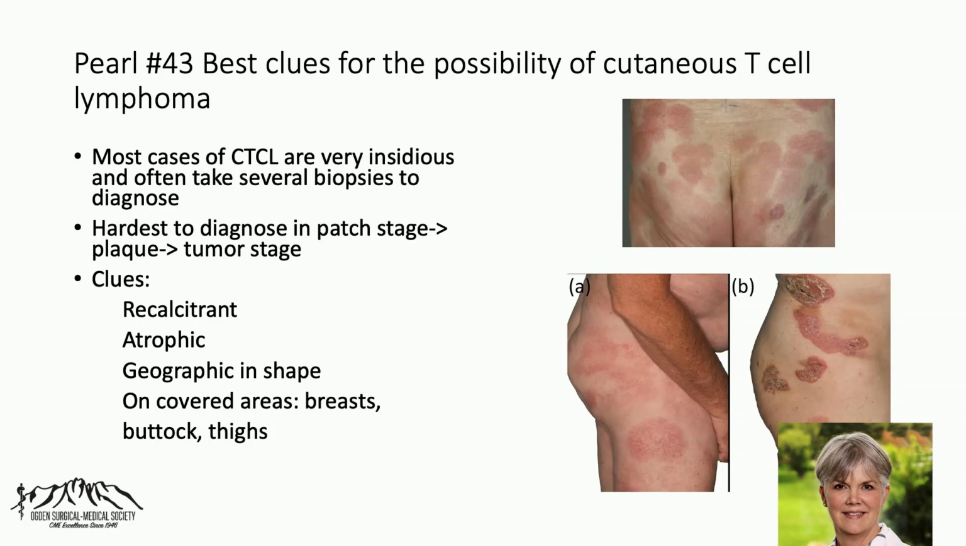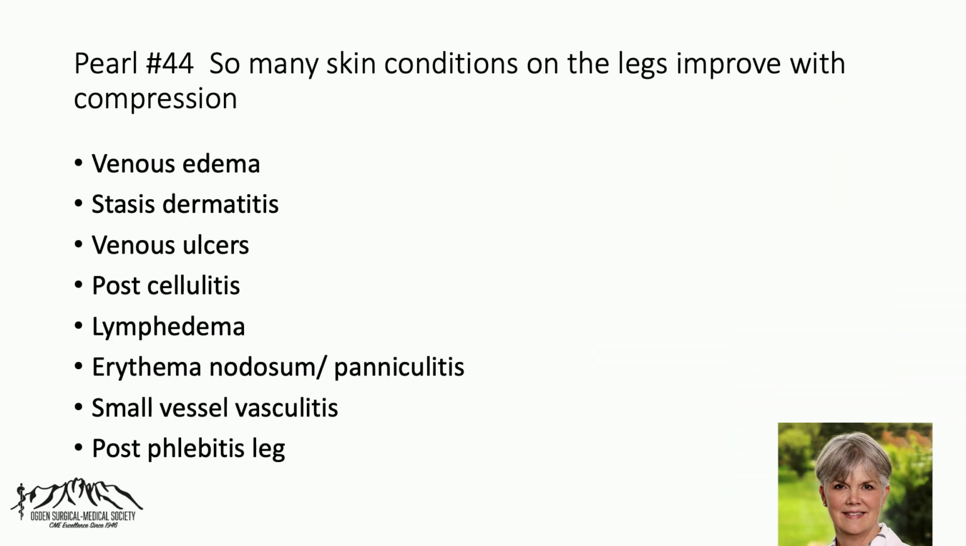Okay, have that Jobst prescription thing ready to go, because there are so many things with patients' legs that get better than just venous stasis and venous ulcers. If they've had cellulitis, you should get them in a support stocking. If they've had vasculitis, you should get them in a support stocking. Support stockings can really help people get over these things.